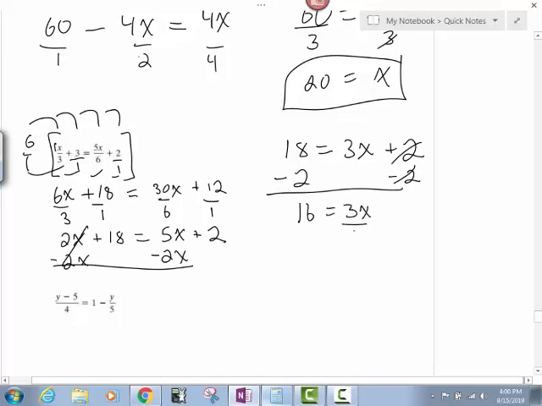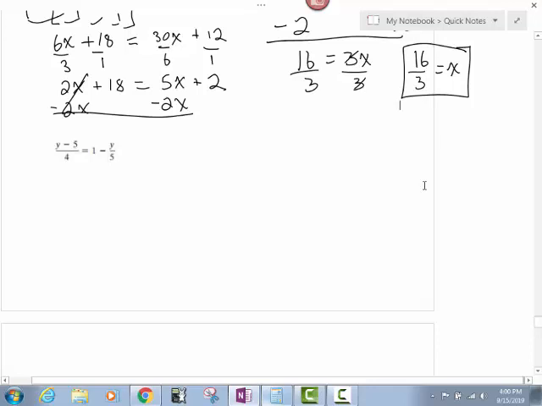So when we divide both sides by 3, guys, it won't go in nice and neat, so we'll just leave our answer as 16 over 3, okay? Right.